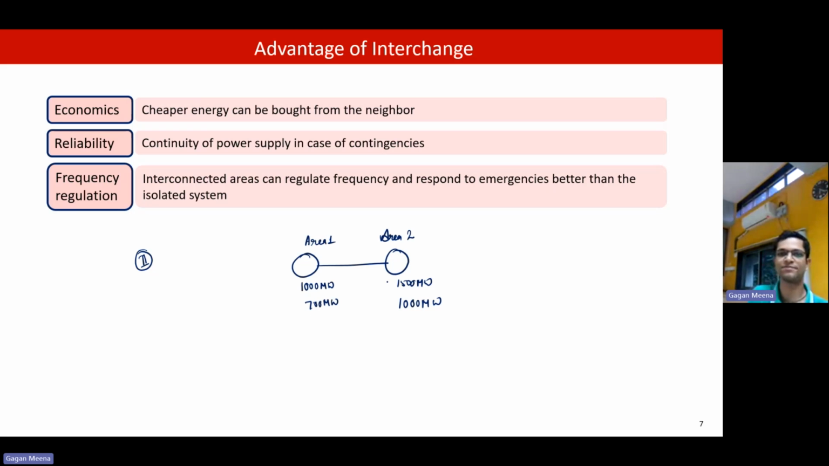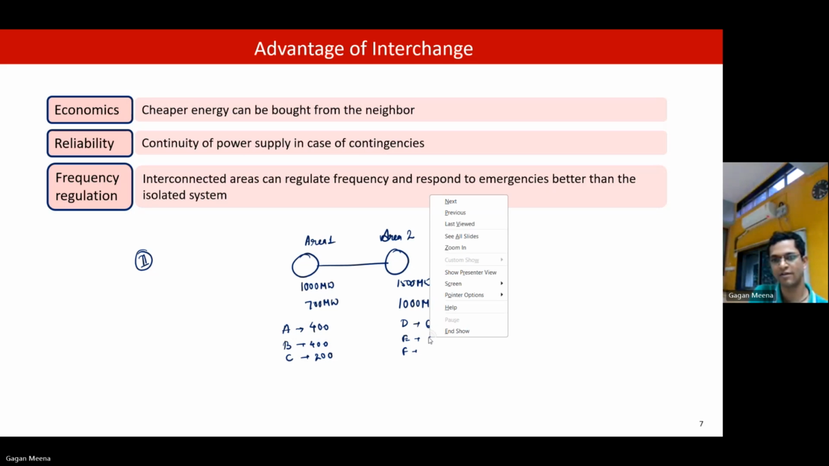Now assume that although the generation here is more than the load in their respective areas, let's say there are three generators here, A, B, and C. A has a maximum capacity of 400 megawatts, B also 400 megawatts, and C 200 megawatts. Here, let's say D, E, and F. Here we have 600 megawatt, 400 megawatt, and this is 800 megawatt, and this is let's say 300 megawatts.